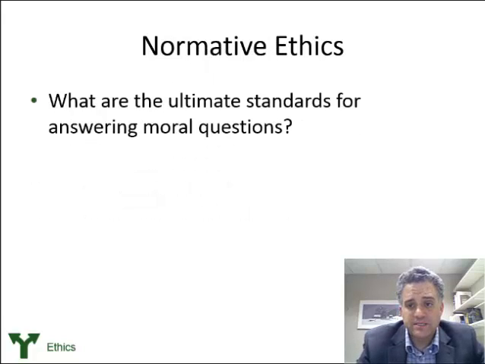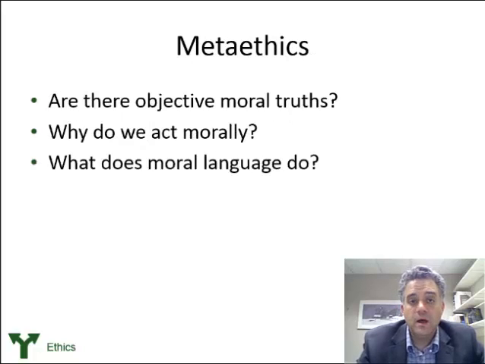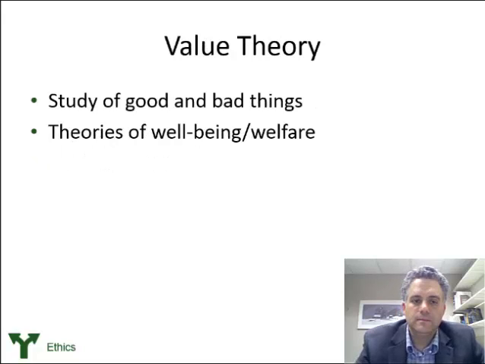The next branch of ethics is normative ethics, which asks what are the ultimate standards for answering moral questions? What's the most rational way to go about answering them? A third branch of ethics is metaethics, which asks questions about the objectivity of morality. Is morality just a matter of opinion, or are there objective moral truths? Metaethics also studies the nature of moral motivation and the function of moral language.